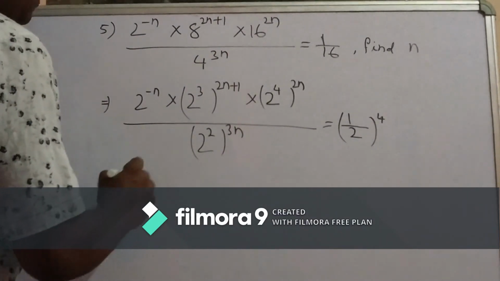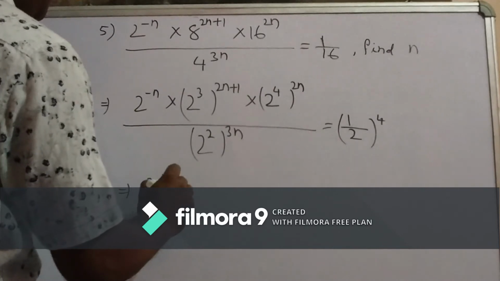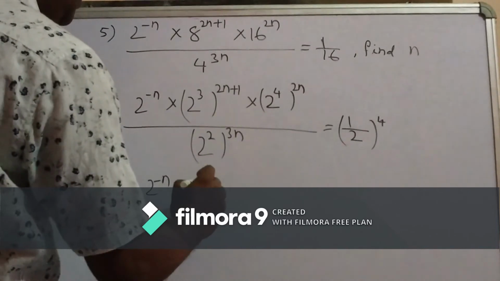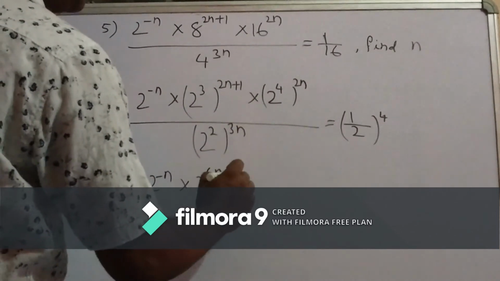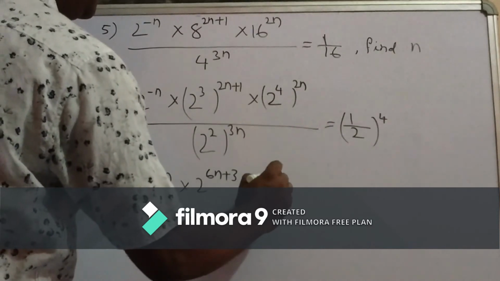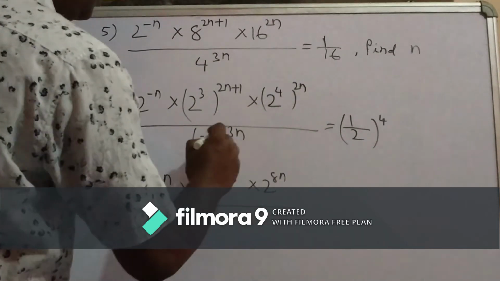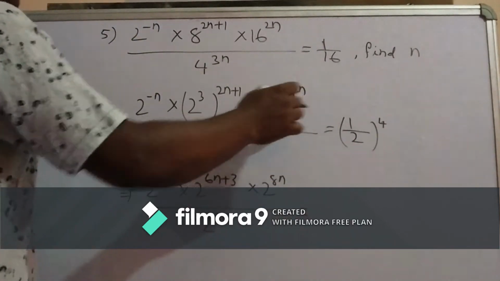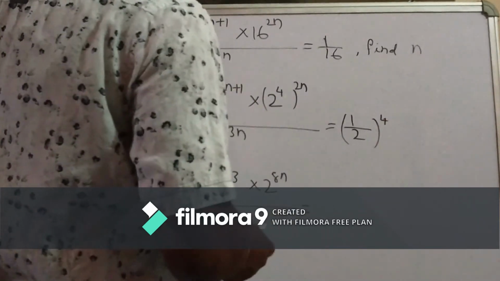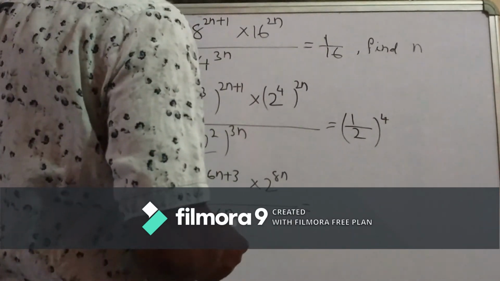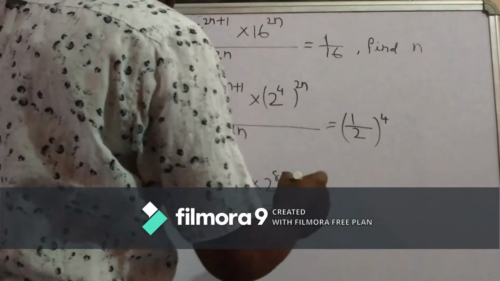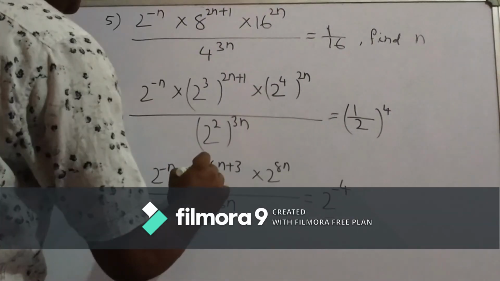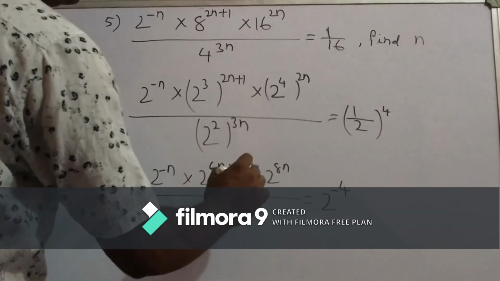Now here 2 to the power minus n into 2 to the power, multiply the power with power. So 3 into 2n is 6n, 3 into 1 is 3, so 2 to the power 6n plus 3, and 2 to the power 8n. 2 into 3n is 6n, is equal to, here 1 by 2, if we reciprocate it, the power becomes negative. 1 by 2 to the power 4 in the 2 form we can write as 2 to the power minus 4.